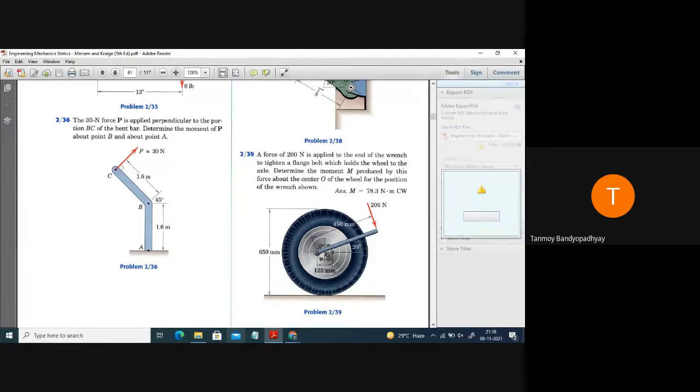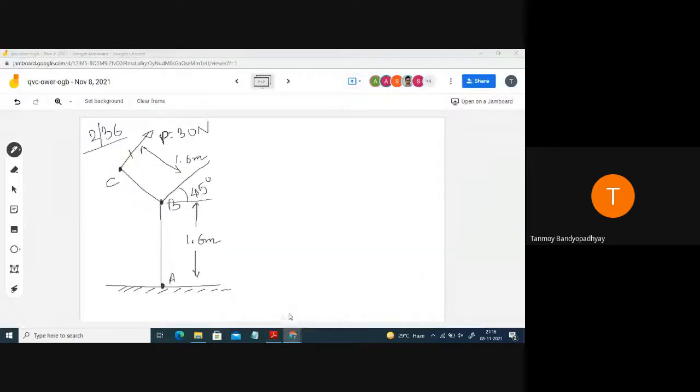So in this case actually it's easier that you could do it in the scalar method. If I want to do this using the scalar method, that actually simplifies things directly. If I need to calculate MB, so MB will be what? Directly I know the force, so the force is 30 into the lever arm, so this is 1.6. Because this is perpendicular to this one, this problem is actually easier.